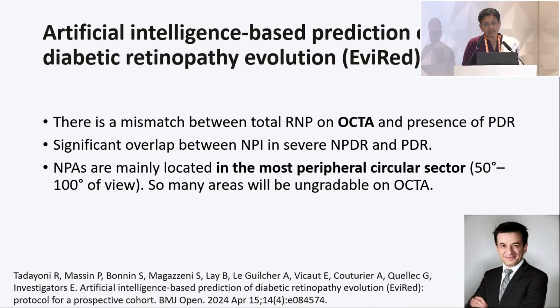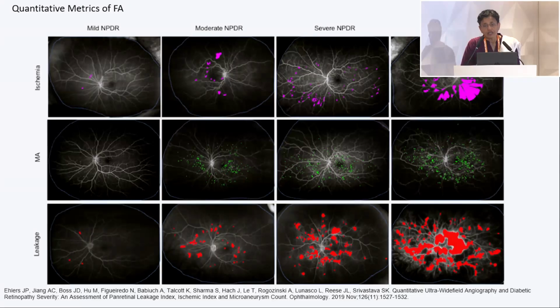We are hoping the EVIRET study, the followers of the Tadayoni group, will come up with many more papers because they have the largest collection of OCT-A images in studying retinal non-perfusion. This is the quantitative metrics of fluorescein capillary non-perfusion. This is Justis Ehlers' work. Previously, we only said central non-perfusion, peripheral, combined, generalized. But now with AI, they are able to measure the ischemia, give quantitative measurement, and also do microaneurysm turnover and leakage.